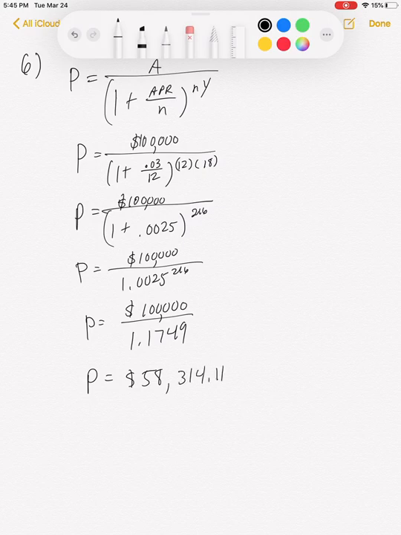Okay, and so when we divide this number with our calculator, we can get P is approximately equal to $58,314.11. Okay, so in order to get $100,000 18 years in the future with this account setup, 3% APR, compounding monthly, we need to invest $58,000 now. Okay, so that's our lesson for today.